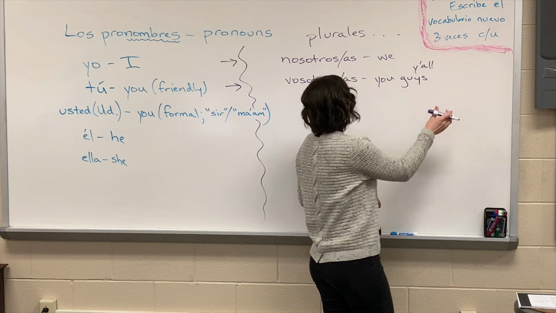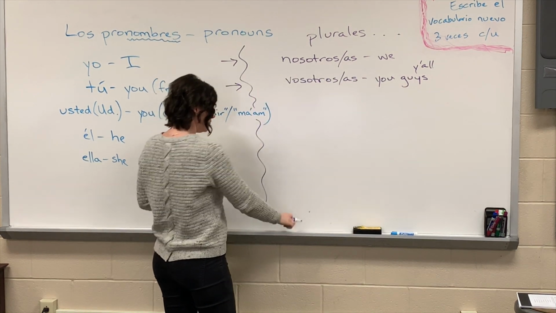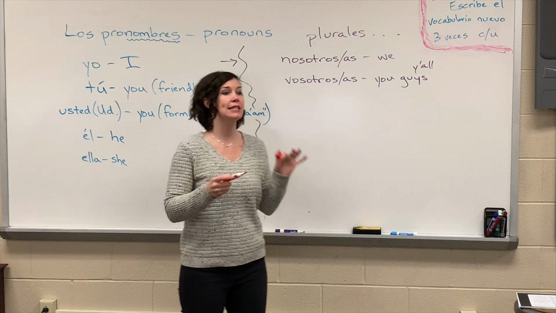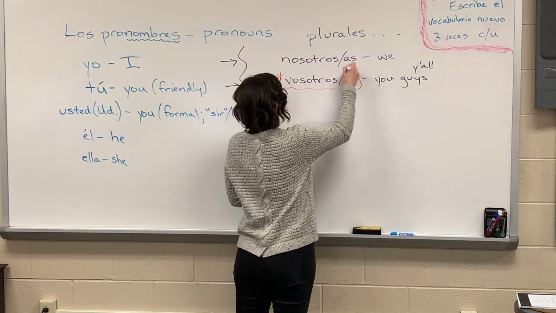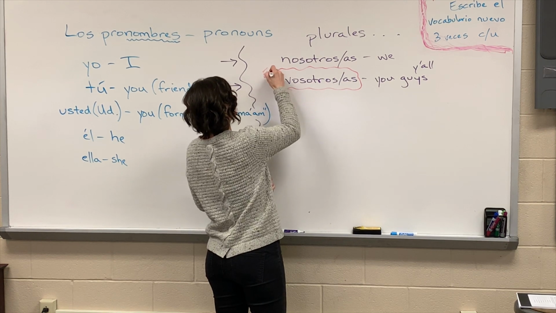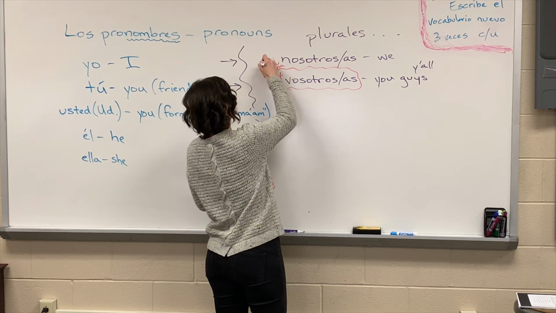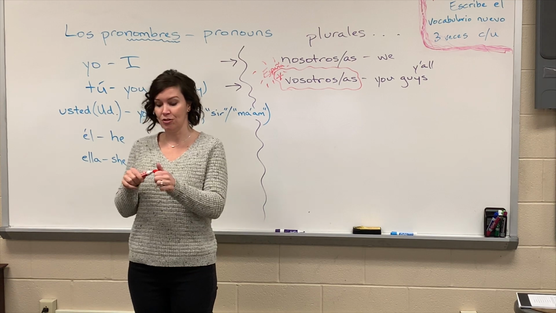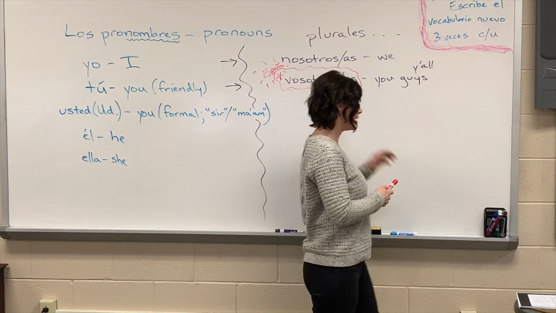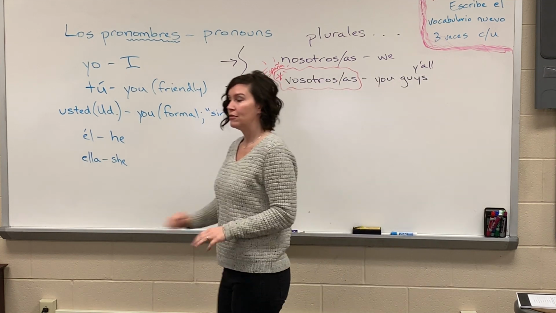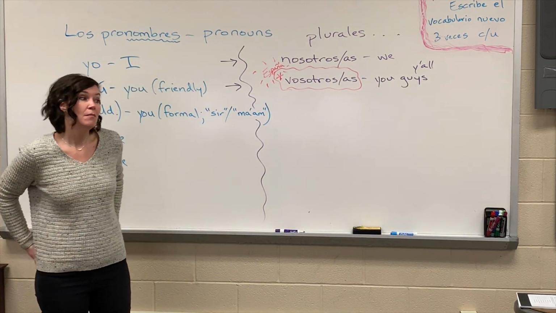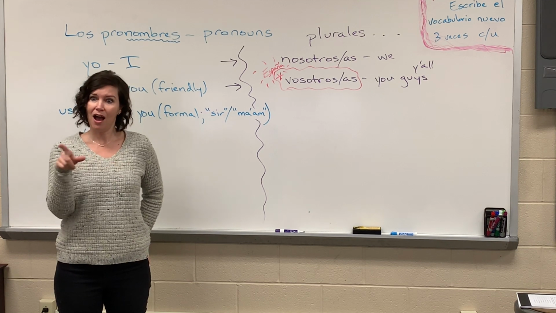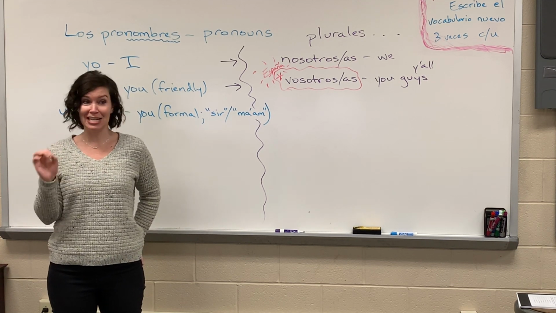Y'all. So you guys. Now, I do want to point out, need another marker for this color, using rojo, because this is importante. Vosotros is only used in España. Okay, so I'm going to go ahead and put España up here. España only. Spain. That is the only Spanish-speaking country that uses vosotros. All the other ones use the thing that I'm going to show you next. So, the only place where you're going to use vosotros, in fact, a lot of books don't even have vosotros in it because they're like, well, only Spain uses it. But I'm guessing you guys are going to travel to Spain someday. You're going to need to know the vosotros form.